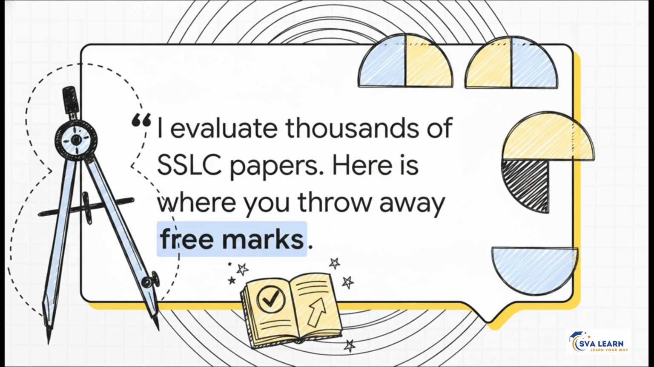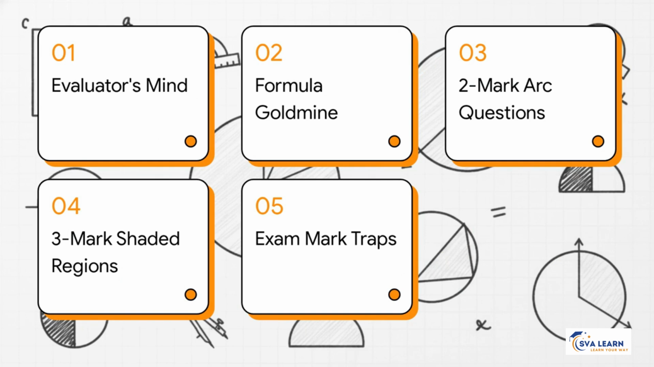You already know what a radius and a circle are. We're definitely not wasting time on that. Instead, I'm going to reveal the exact secrets of the official key answers so you can maximize your score. Here is our roadmap for today. We're going to start inside the evaluator's mind, hit the 1-mark formula goldmine, crack the 2-mark arc questions, conquer those heavyweight 3-mark shaded regions, and finally, avoid the deadly exam mark traps.